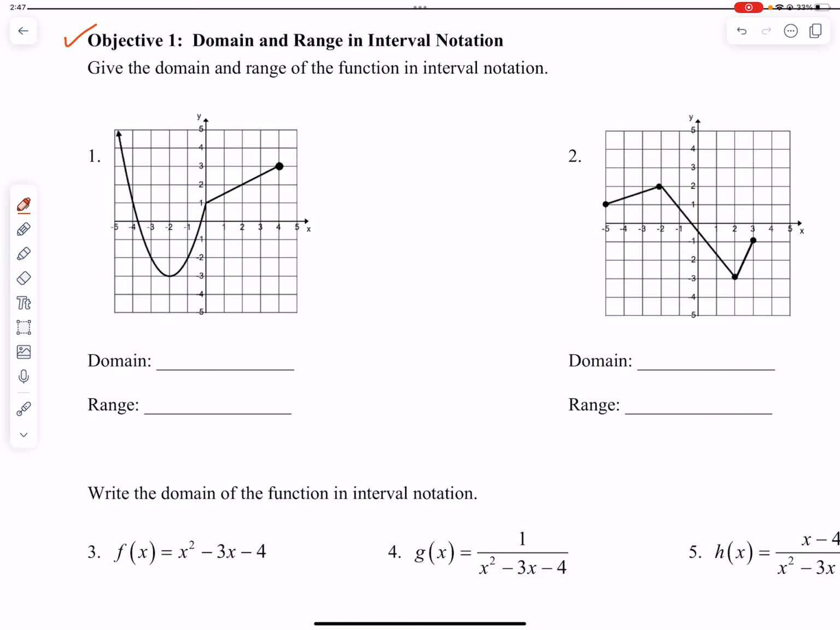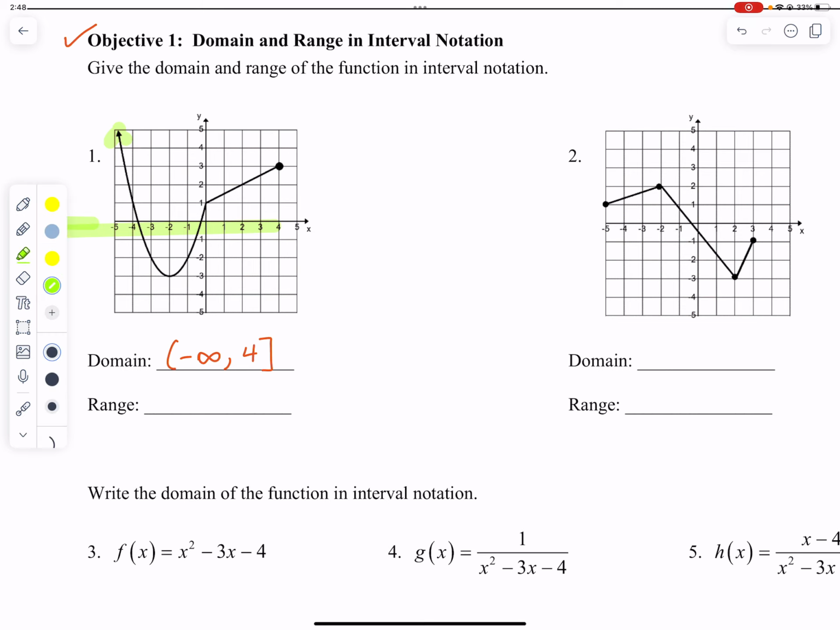So for our domain, we're looking for all of the x values that are in the domain of this function. As you can see this arrow, we have all of these x values until we come to x equal to 4 and also include 4. So that would be negative infinity going all the way to 4, including 4, since it's a closed point.